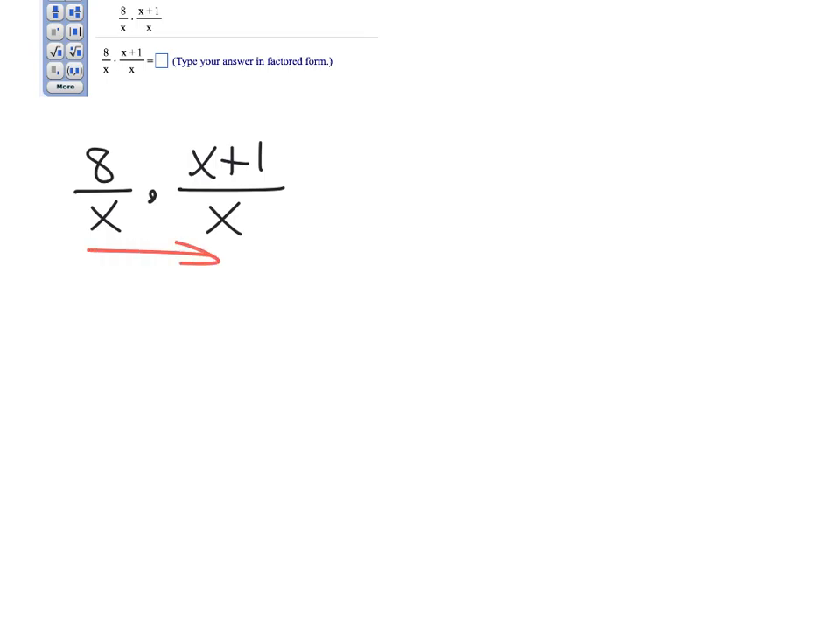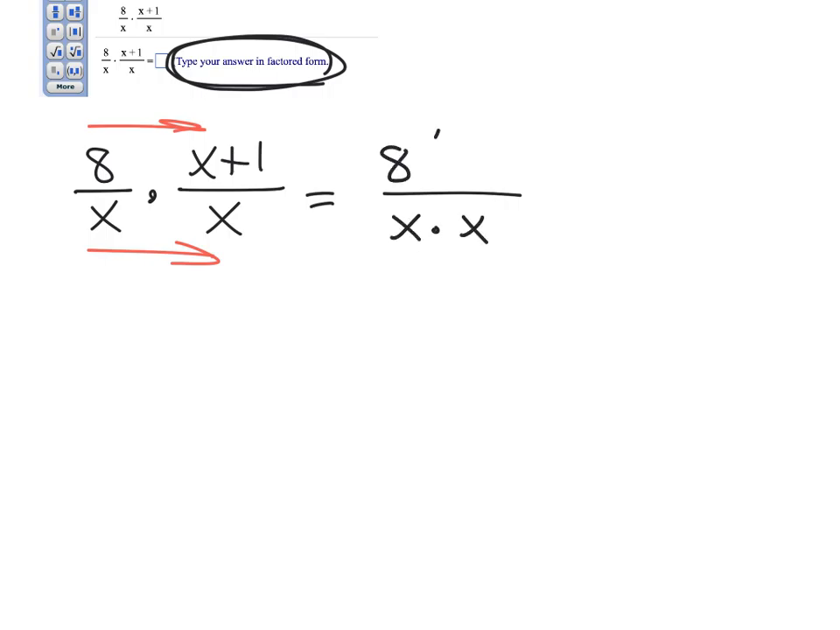And you remember from back in the day, multiplying fractions is you just multiply straight across. So x times x, the denominator is really easy. It's x squared, right? But what they want us to do is leave our answer in factored form. So that means they don't want us to actually multiply x times x and write x squared. They really want us to just leave it as 8 times x plus 1 over x times x.